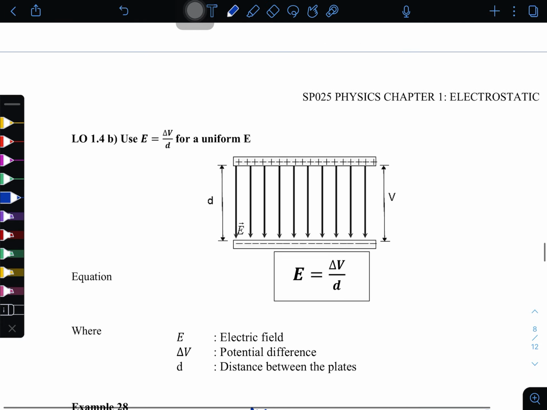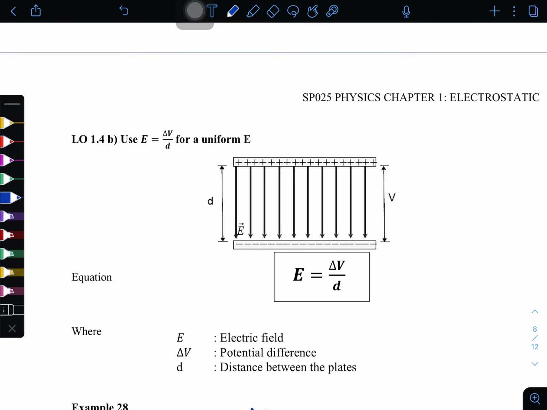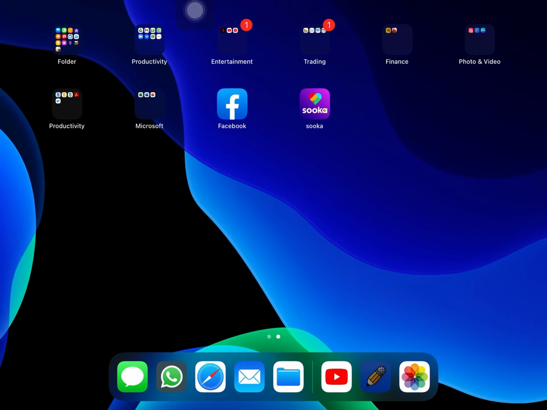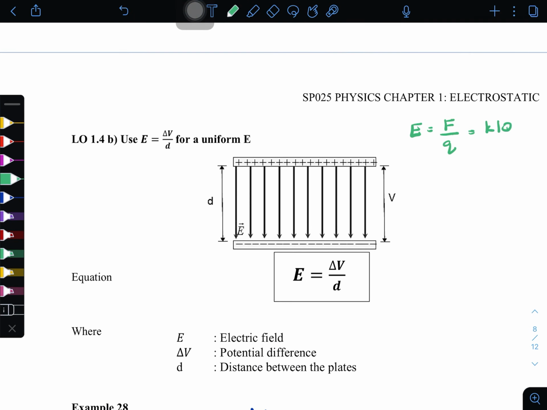And we have one more, which is 1.4b. Use E equals to delta V over D for a uniform electric field. Okay, so kalau uniform electric field, before this kita belajar electric field ada dua formula. E equals to force over charge dan E equals to K Q over R square. This is the two equation for E before this. But ini untuk charge. I mean untuk charge yang macam ini. Right?